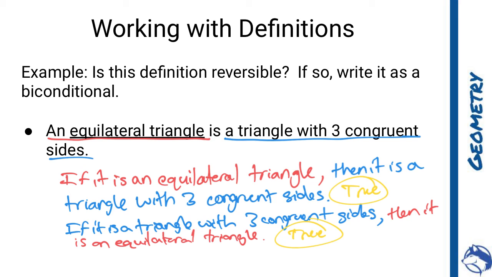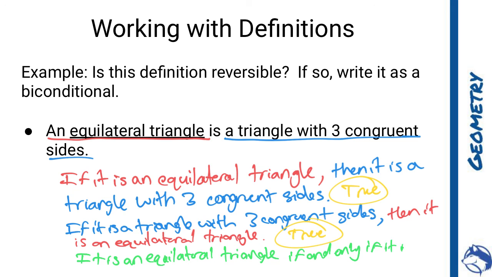So what I'm going to write is, it is an equilateral triangle, and then I'm going to have to throw if and only if in there. It is a triangle with three congruent sides. And that's our biconditional statement.